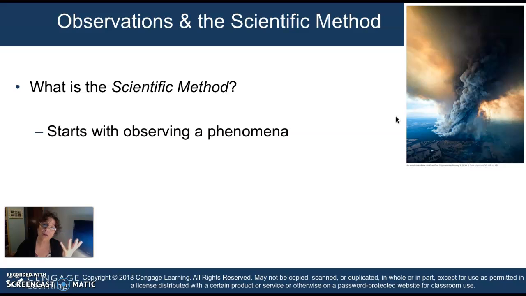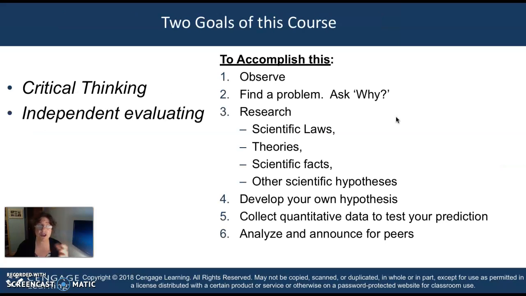When I talk about the Islamic astronomer who saw the Andromeda galaxy as a cloud in 905 AD, that person was observing a phenomena and then went on to do more research. And what that promotes is critical thinking and independent evaluation of evidence.